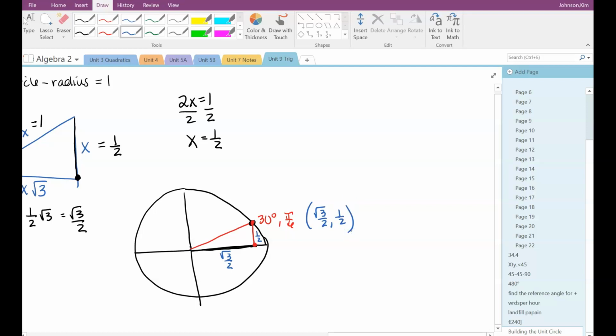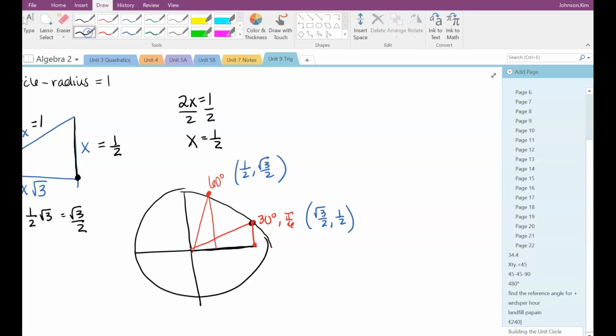Now if I swap that around at 60 degrees, this is the same triangle, it's just going to be at 60 degrees. So 60 degrees up here, what's going to happen is I'm going to swap where the x and the y values are, right? So if I swap the x and the y values, it's going to be 1/2, √3/2.